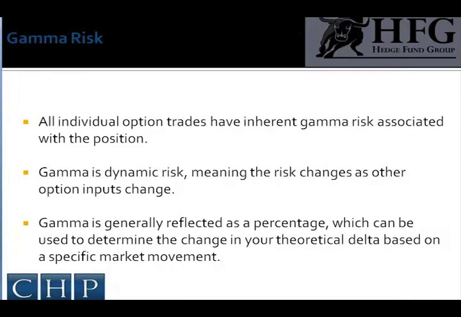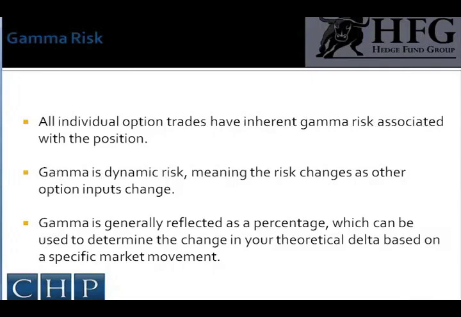An individual option trade has inherent gamma risk associated with the position. The closer the strike of the option to the current underlying market, the higher the gamma. The closer an option is to expiration and an at-the-money strike, the higher the theoretical gamma. Gamma is dynamic risk, meaning that the risk changes as the other option inputs change.